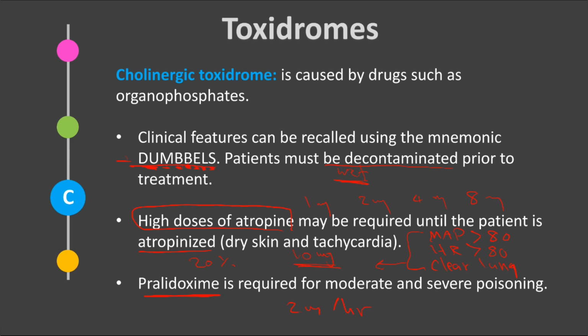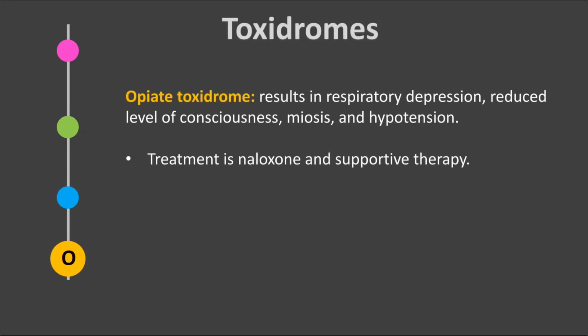So there will be fluid everywhere in patients with a cholinergic toxidrome. Opiate toxidrome results from opiates. What do we mean by opiates? Drugs like morphine, pethidine, heroin, fentanyl, even loperamide, which is used as an antidiarrheal agent.